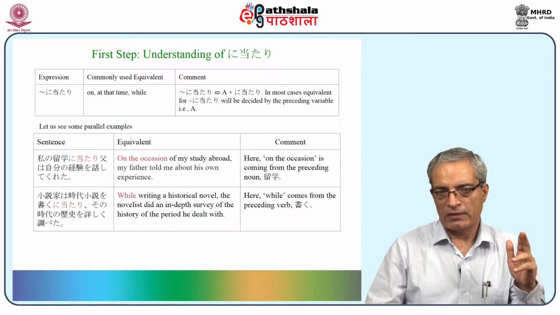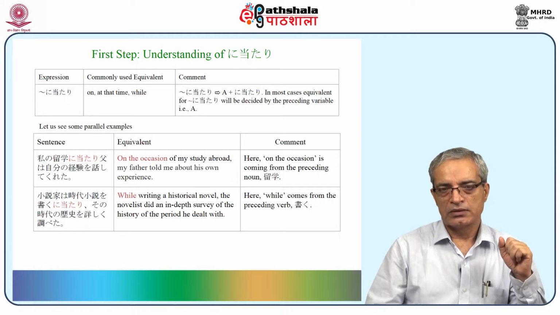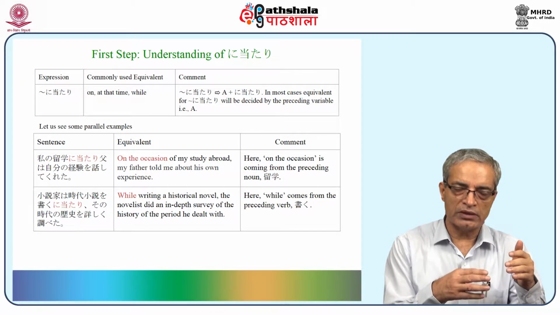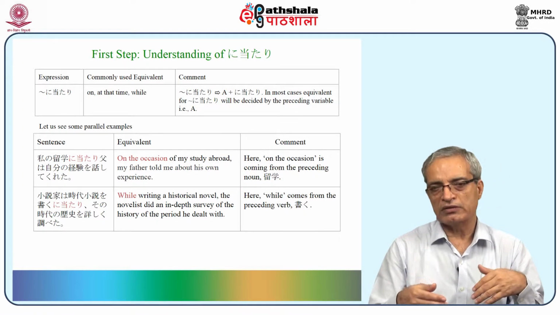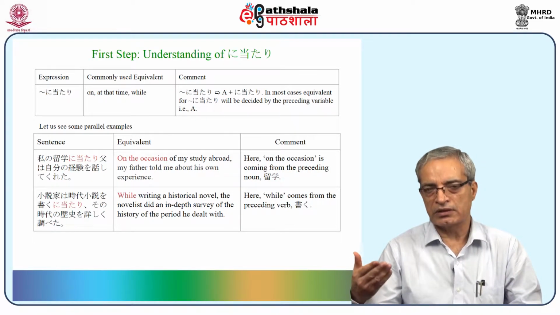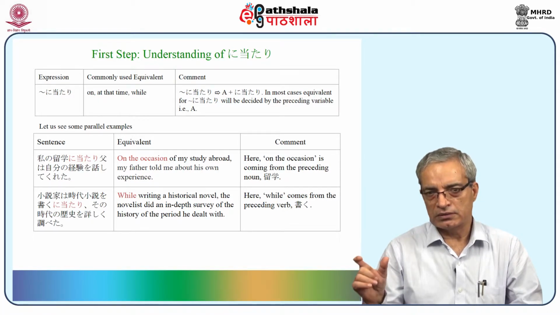Let's see some examples. Watashi no ryugaku ni atari chichi wa jibun no keiken o hanashite kureta. Chichi wa jibun no keiken o hanashite kureta means my father told me about his own experience, and watashi no ryugaku ni atari is about when we were talking about my study abroad, when it happened. There was something in the context, and the translation comes as on the occasion of my study abroad. So this equivalent, on the occasion, is coming from the preceding noun, that is ryugaku.